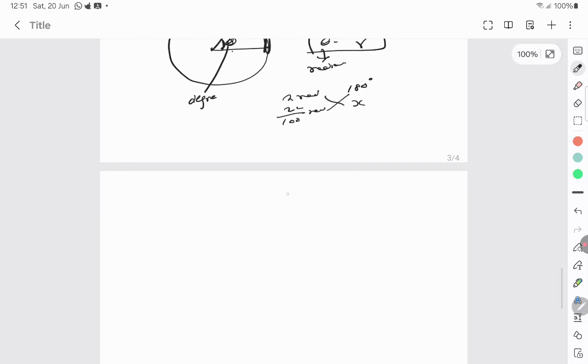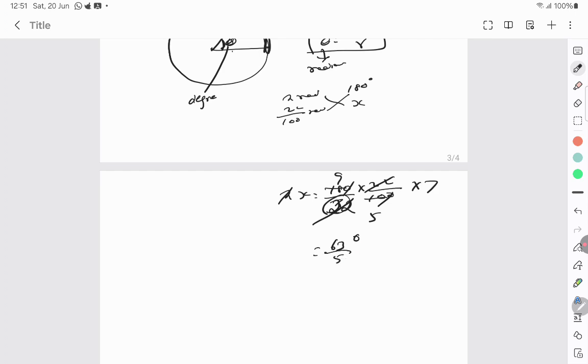Just have to do this, and you get pi into x is equal to 180 into 22 by 100. This pi comes down. Never write this pi as 180. Write it as 22 by 7. 22 gets cancelled, 0 gets cancelled. 5 and 9: 9 7s are 63 by 5. That will be the degree measure.